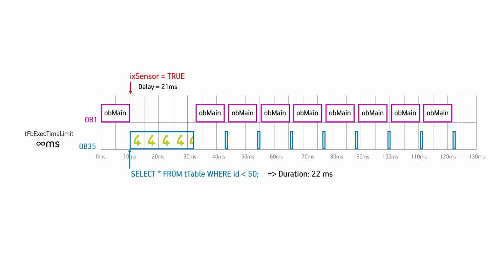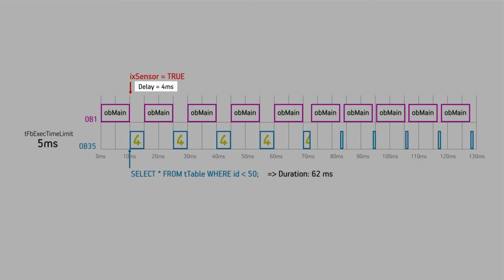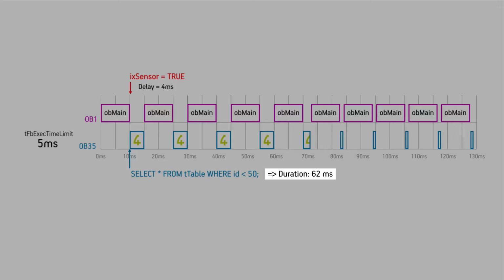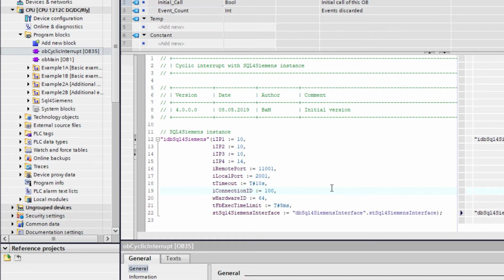To minimize that delay, we can set this parameter to 5 milliseconds, for example. And with that, our S4A block will only be allowed to work for 5 milliseconds at a time. So this delay will then never be above 5 milliseconds, but on the other hand, it will of course also take longer to process the request. So yeah, you might have to find a compromise between these two.